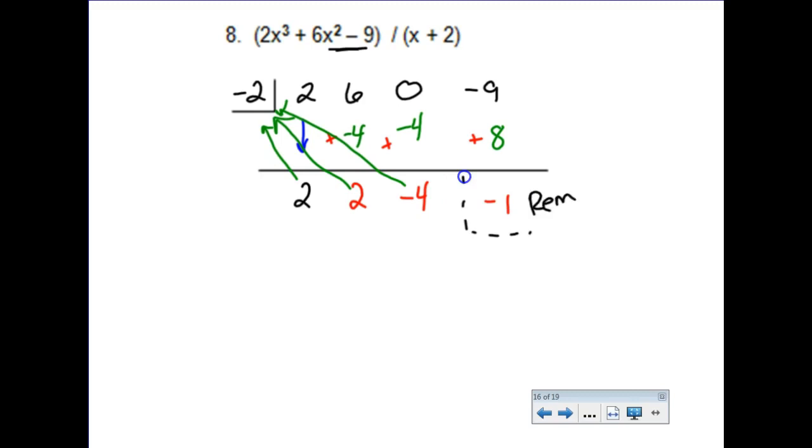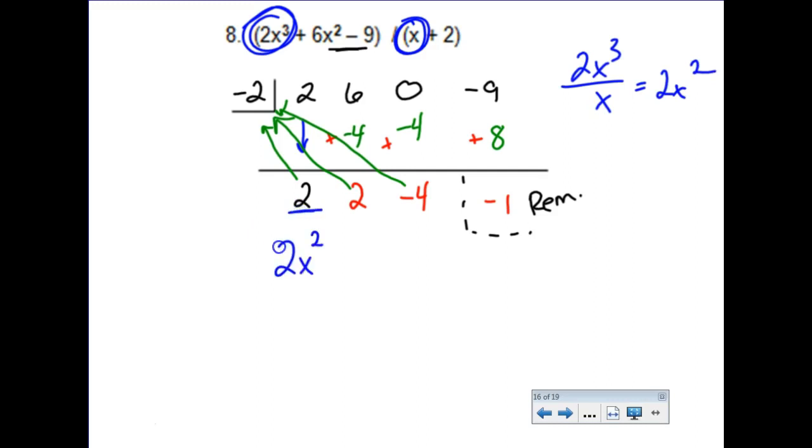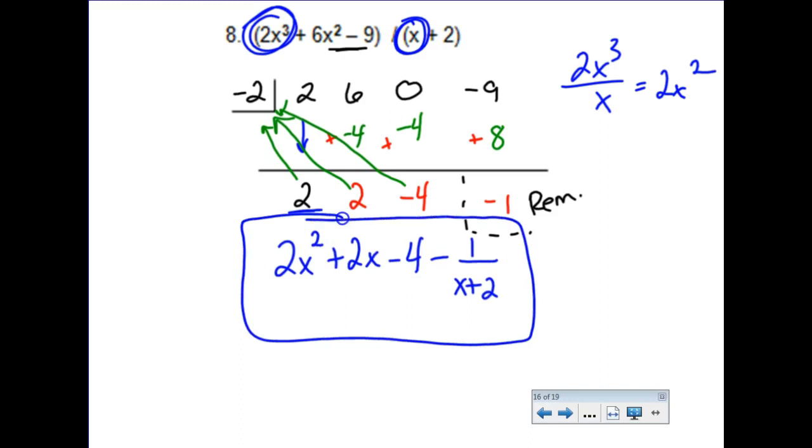I don't know why all of our remainders keep coming out negative on this worksheet, but oh well, you'll get over it. We just have to figure out how to translate these coefficients. I had a 2x to the third power divided by x. So what my lead term should be is 2x squared. So 2x squared plus 2x minus 4. And then instead of plus -1, I'm just going to say minus 1 over x plus 2. There's our great answer right there.